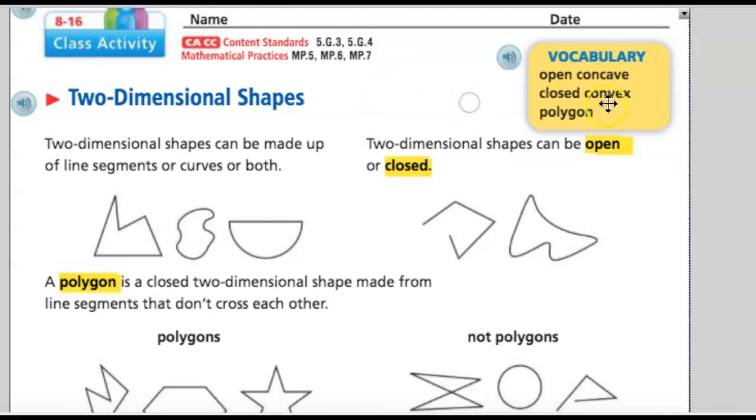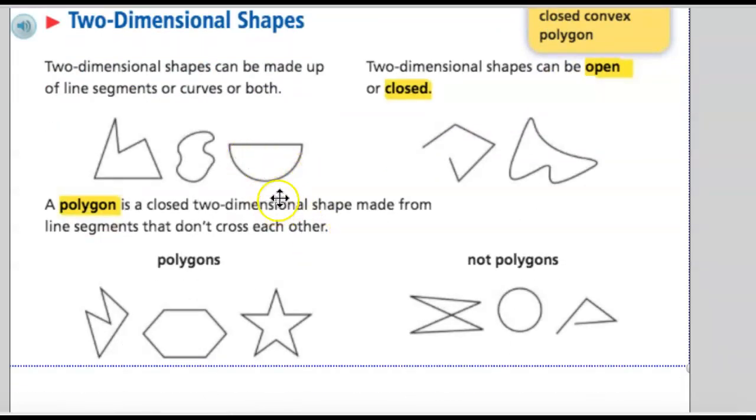Let's get rid of this stuff on the side. So we're going to be talking about open, concave, closed, convex, polygon, and we already did polygon, so hey, we're ahead. All right, so these are two-dimensional shapes. What does that mean? They're flat. They don't look like they're coming off the page. They don't look 3D like we're talking about with volume. These are flat images. There's only two dimensions.